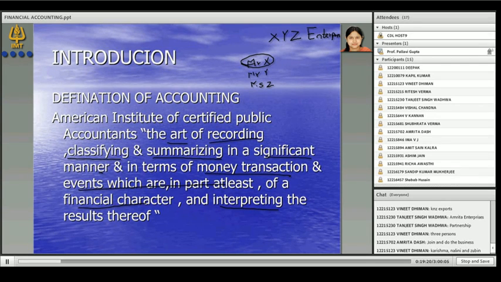The other option is that Mr. X, Y and Z can form a limited company. If it is a sole proprietorship, it may be called X and Company or Y and Company, depending on whose it is. If it is a partnership, it would be denoted like this, XYZ Enterprise. If it is a company, now a company can again be in 2 forms, private limited and public limited.